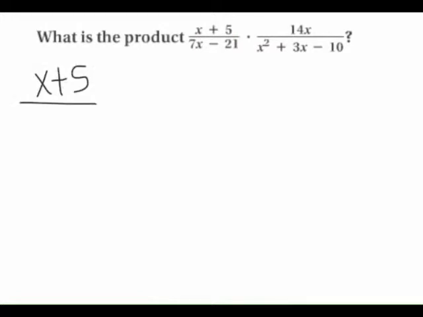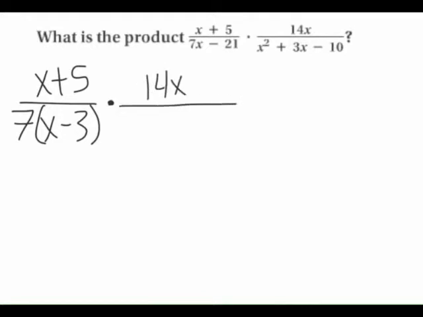What about the bottom of that same fraction? Is there a GCF that we can factor out of both terms? Well, yeah, we can factor out a 7. What's left over is x minus 3. All right, so this is going to be multiplied by 14x. There's only one term there, so we really can't do anything with it. So keep that the same.